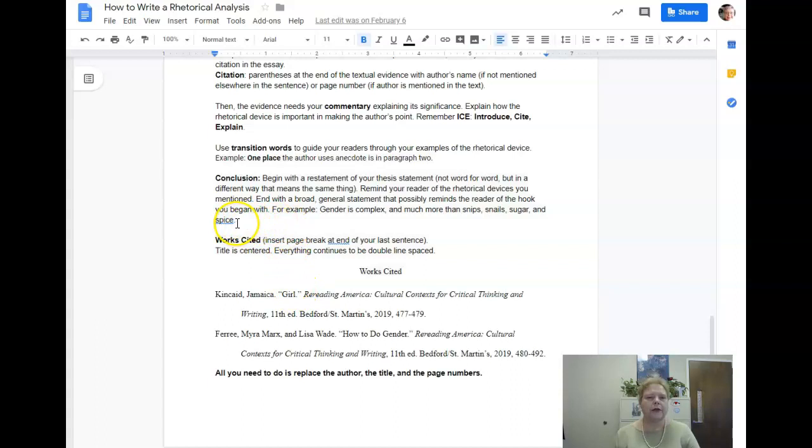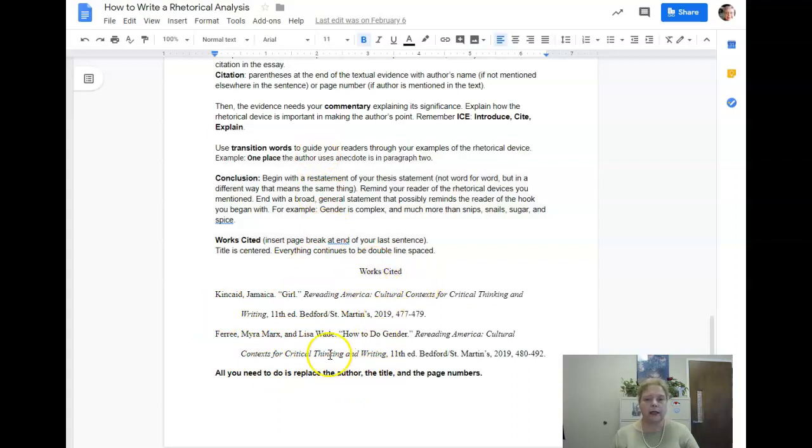Once you finish your conclusion, you are going to insert in your document a page break to take you to a separate page where your works cited page is. You're going to center works cited because it's a title, just like you centered your title at the beginning of the essay. And you're going to put in information that lets your reader know, okay, this was something written by Ferry and Wade, How to Do Gender. I want to see, where did they get this essay from?